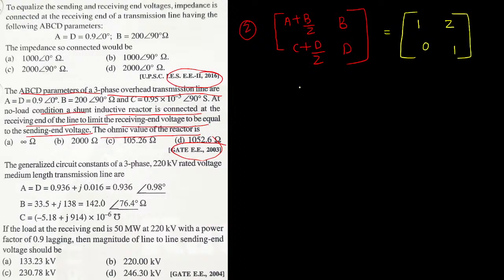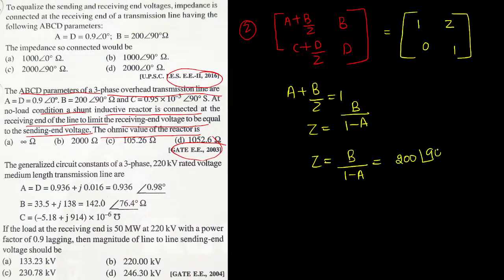Right, sir. Now comparing these two, once again you can calculate the value of reactance directly. A plus B by Z equal to 1. From this, the value of Z equal to 1 minus, sorry, first pass this A to the left hand side, so it will become B divided by 1 minus A, right? Z equal to B upon 1 minus A. Substitute all the values. Value of B is given as 200 at an angle of 90 degree upon 1 minus value of A, I think same question, huh?